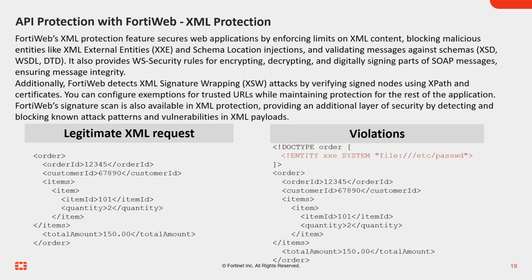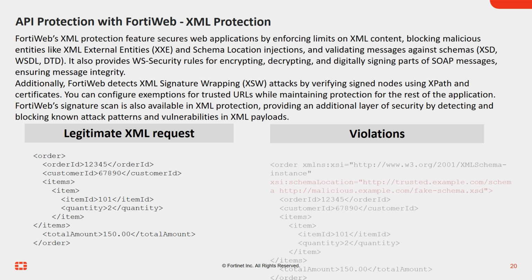An attacker sends a malicious XML payload that includes an external entity reference, attempting to exploit an XXE vulnerability to read sensitive files on the server. FortiWeb detects the entity declaration and blocks the request, preventing the server from processing the malicious payload.